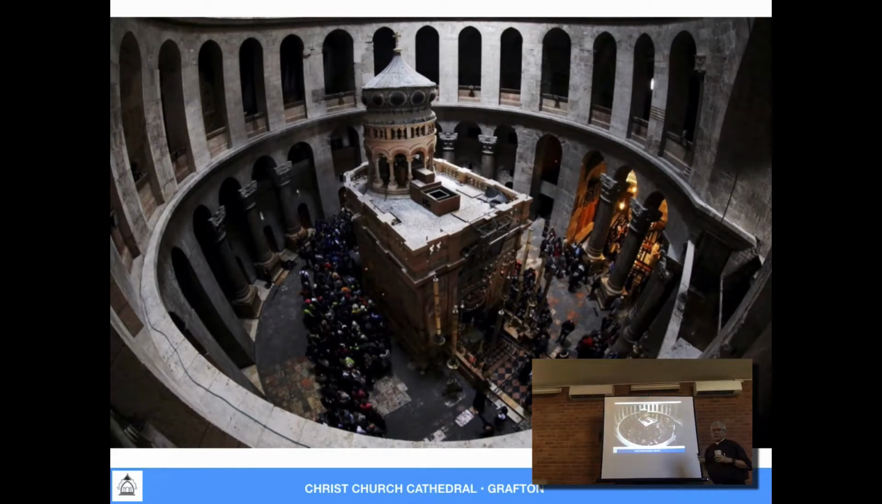So it gets to this. Okay, now that still looks pretty impressive. This is the actual so-called tomb of Jesus, and it's inside a rotunda, which is pretty big. I mean, you can see people down there. It's a pretty big space.